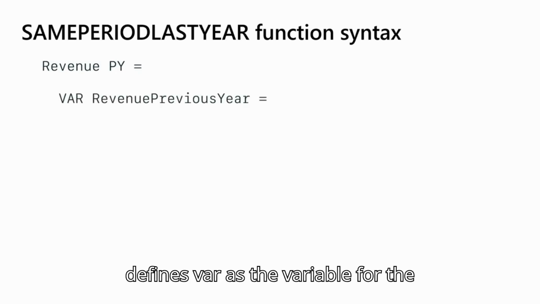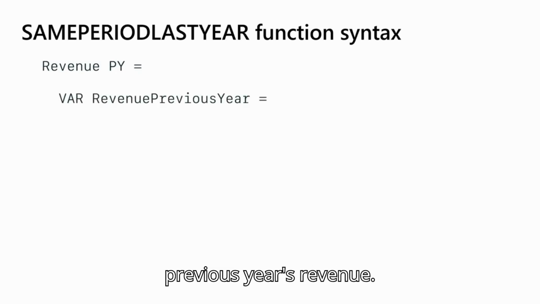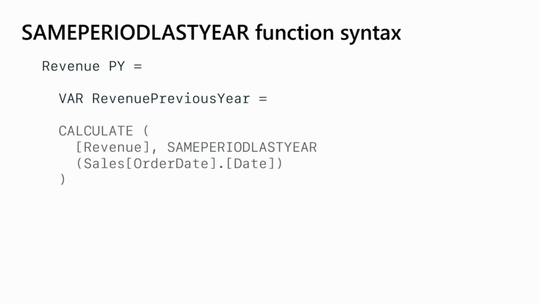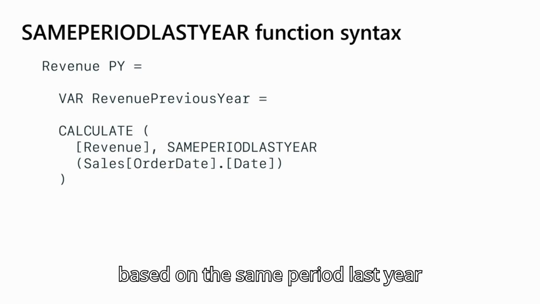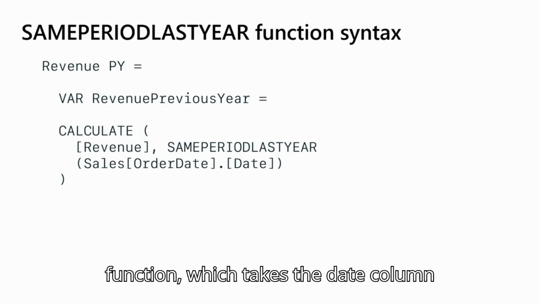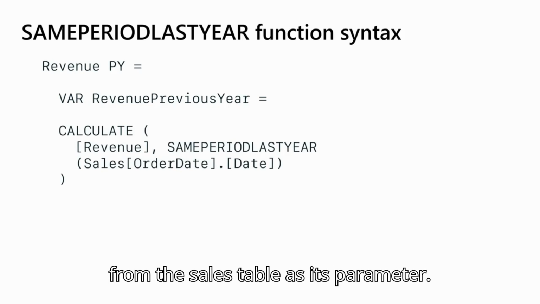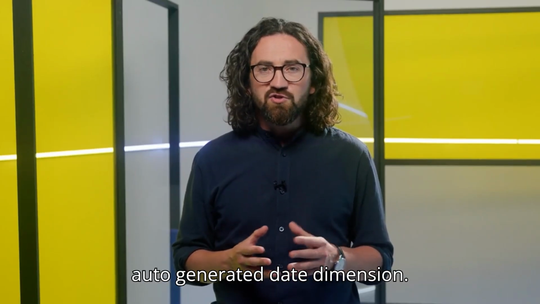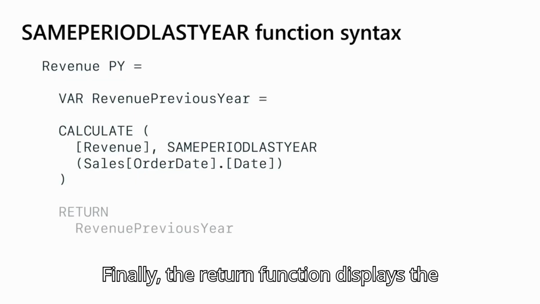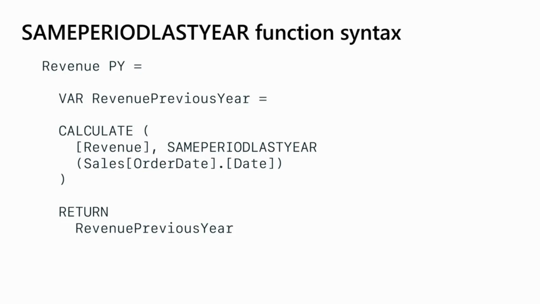Then it defines VAR as the variable for the previous year's revenue. CALCULATE computes the total revenue based on the SAMEPERIODLASTYEAR function, which takes the date column from the Sales table as its parameter. In this instance, we are using Power BI's auto-generated date dimension. Finally, the RETURN function displays the value of the entire expression.